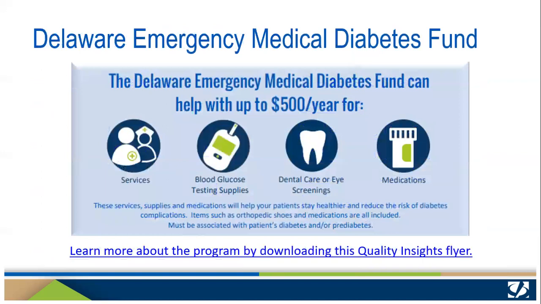Another great resource that's available in Delaware is the Delaware Emergency Medical Diabetes Fund, which provides diabetes services, medications, and supplies to residents of Delaware on an emergency need basis. It provides a maximum payment of $500 per client per 12 consecutive months for items directly related to diabetes that will eliminate or alleviate the medical condition. You can learn more about this valuable program by downloading the Quality Insights flyer that's available in the learning module.